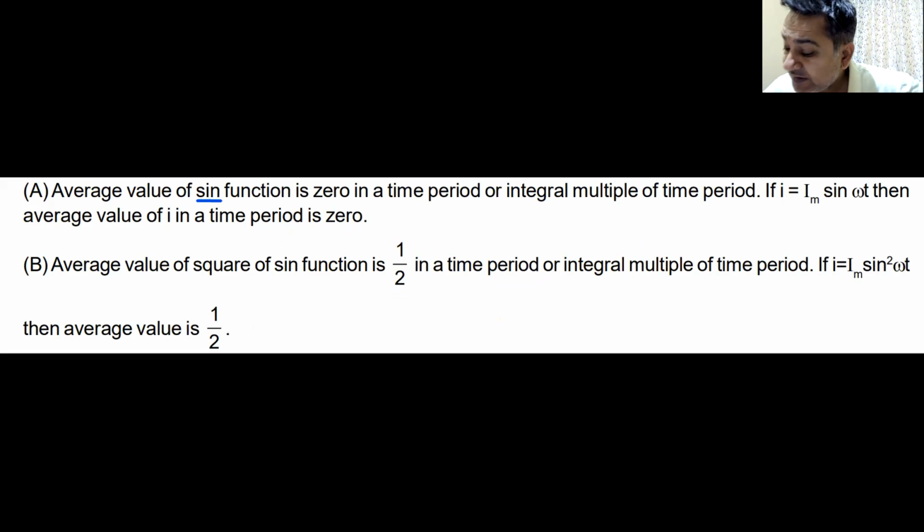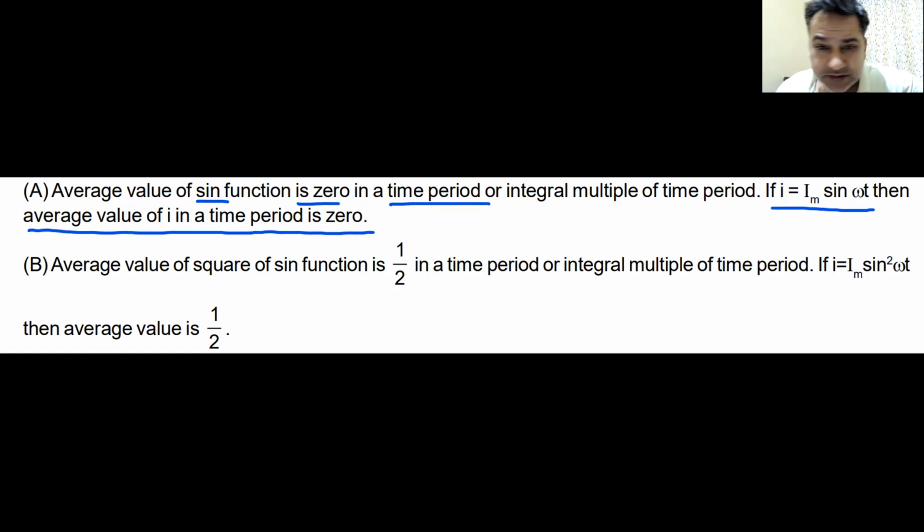The average value of a sine function or a cosine function, sine or cos, is 0 in a complete cycle. If current is I sine omega t or I cos omega t, or voltage is V cos omega t or V sine omega t, the average value in one time period is 0. Do you understand what is time period? Yes, sir.